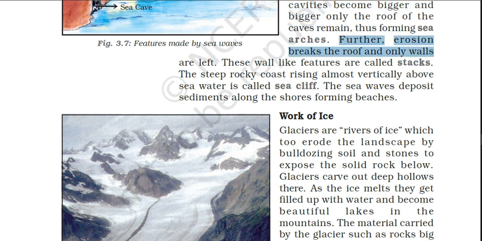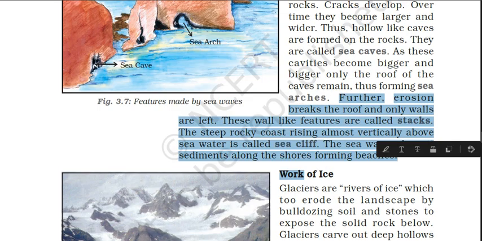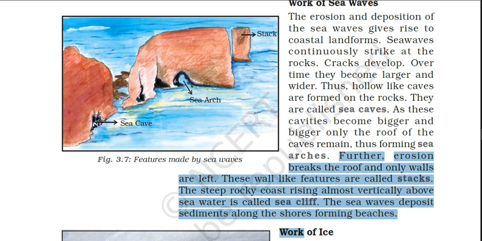Further erosion breaks the roof and only walls are left. These wall-like features are called stacks. The steep rocky coast rising almost vertically above the sea water is called a sea cliff. The sea waves deposit sediments along these shores, forming beaches. This is the sea arch, this is the stack, and this is the sea cave.